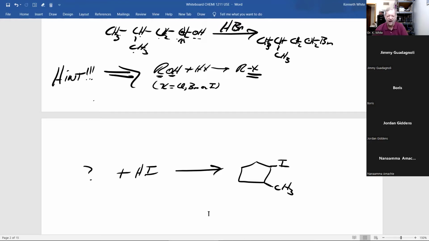And I should have pointed out in the previous problem, that's the R group. And like I said, these are a little more challenging, but they're the fun part.